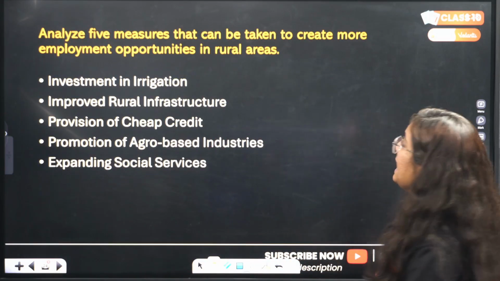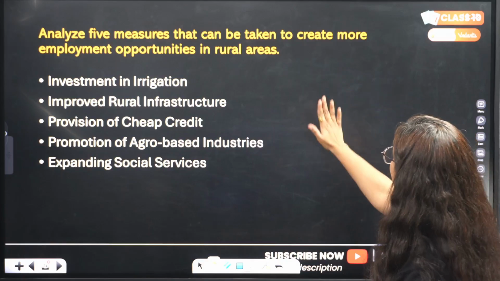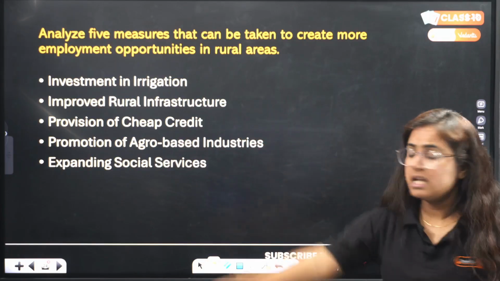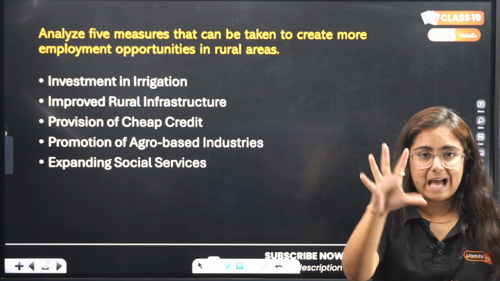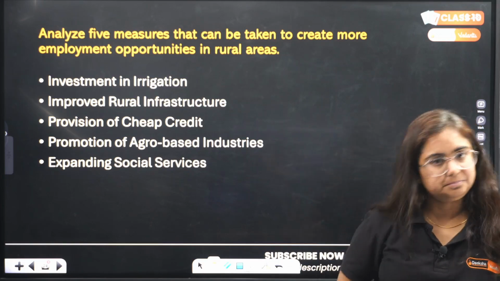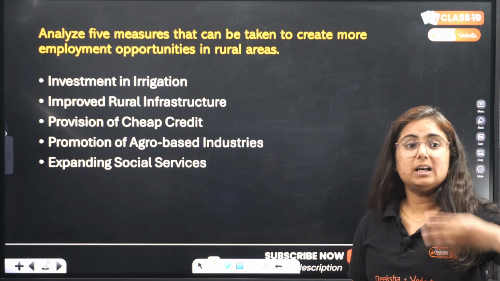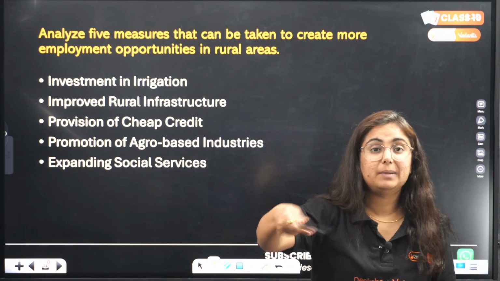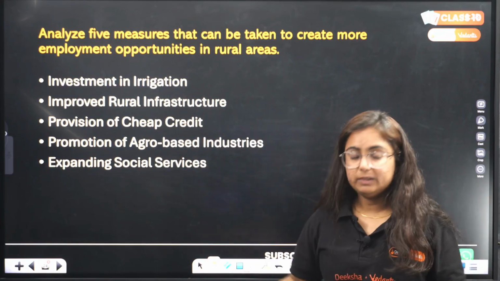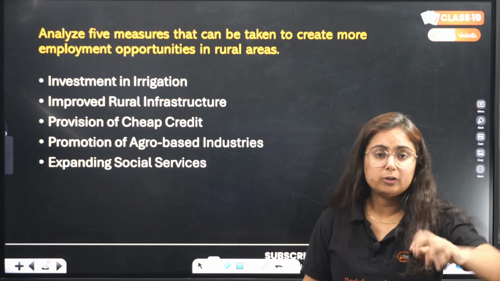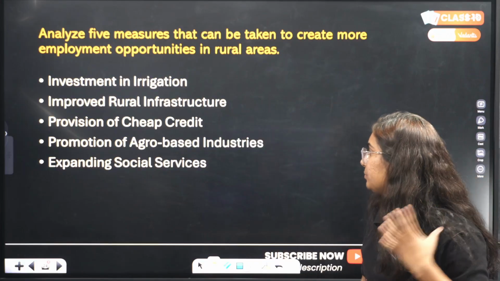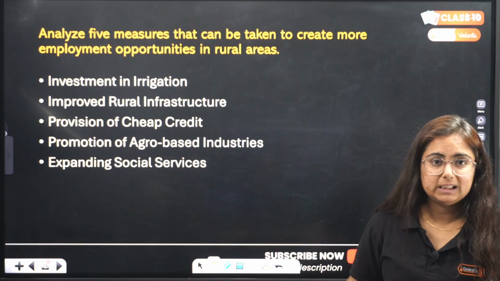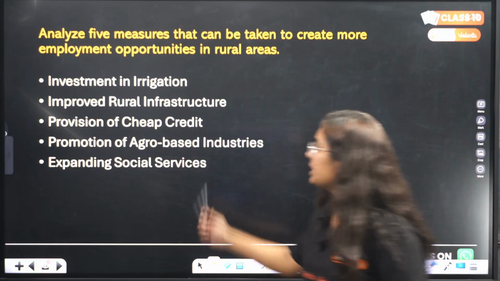Next question. Analyze 5 measures that can be taken to create more employment opportunities in rural areas. 5 points listed here. Scan it, write it right now. Okay, so what are the 5 steps to be taken? Investment in irrigation. Government can make dams. When you invest more, irrigation will be easier for the farmer, good productivity will be there. Improved rural infrastructure, गाँव में रोड बनाओ भाई, वो बुरी हालत है. Make roads in the villages.